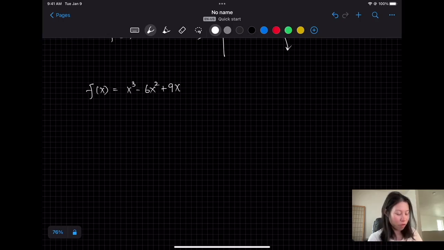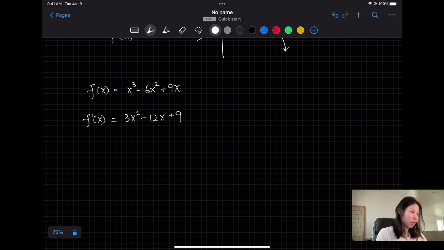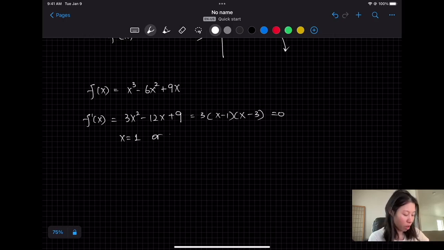So now let's find the critical points. We need the critical numbers from the first derivative, 3x squared minus 12x plus 9. When you simplify, this equals 3 times (x minus 1)(x minus 3). So our critical points are at x equals 1 or x equals 3. Again, I don't know if this is a minimum or maximum. Well, let's find out. We use the second derivative to find out.